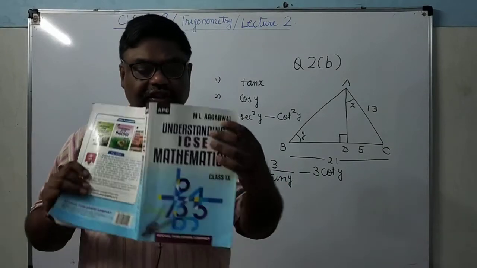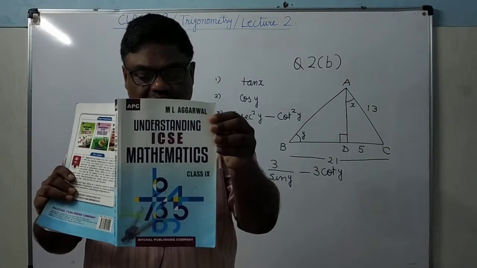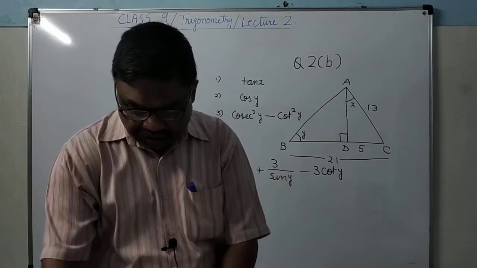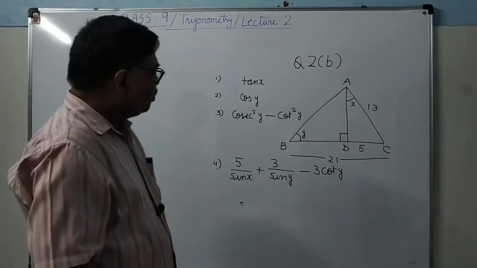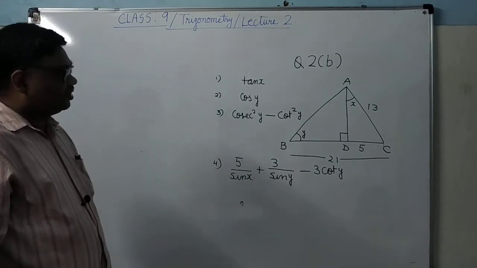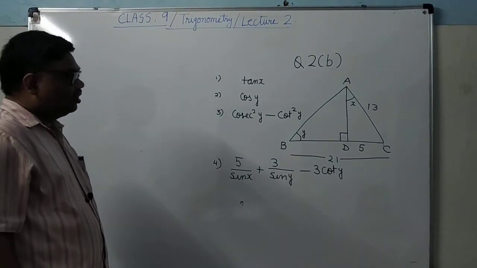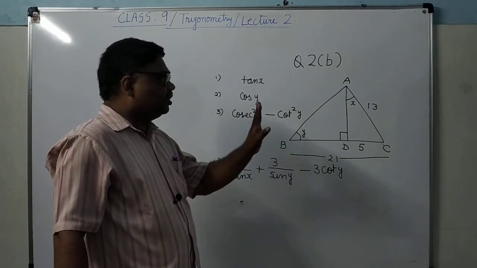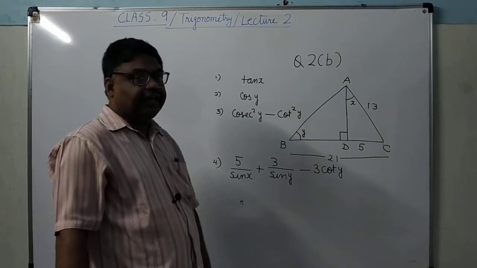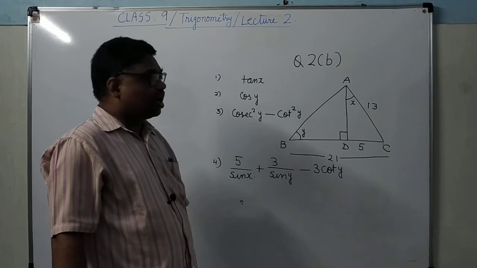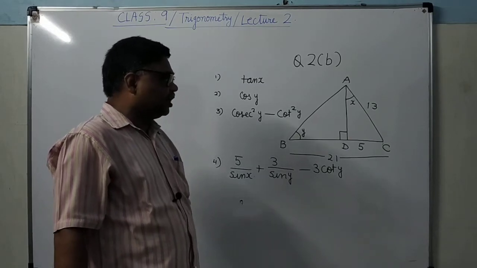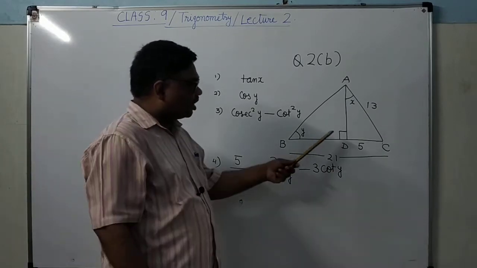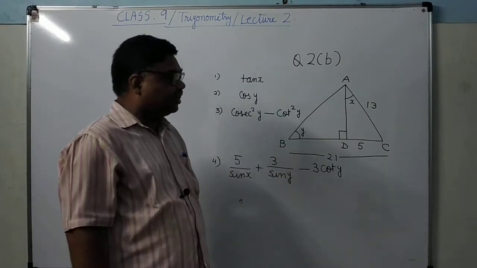I am using this book so that you can see. So see here, you have to find these things. So what is the procedure of determining this? First you see how many right angle triangles there are. As I have already told, this type of sign represents the 90-degree angle.